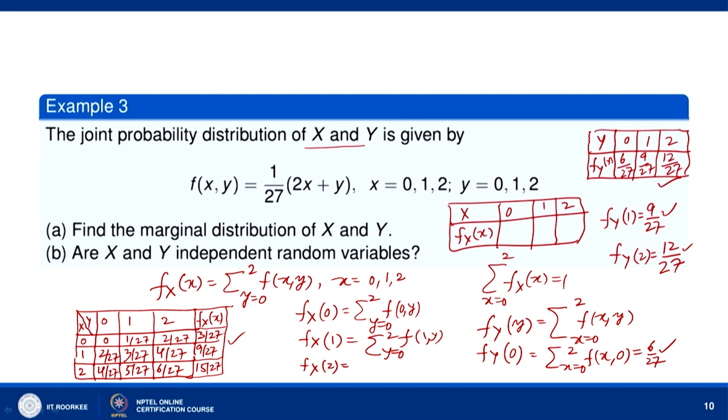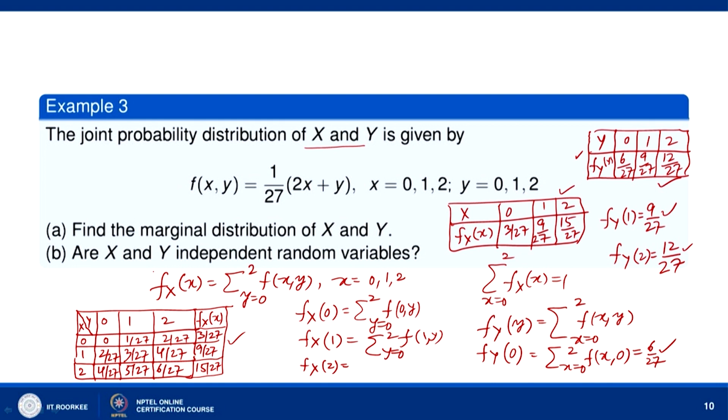For 0 it is 3 by 27, for 1 it is 9 by 27, for 2 it is 15 by 27, like this. So, this is the marginal density function of x, this is the marginal density function of y. Are x and y independent random variables?